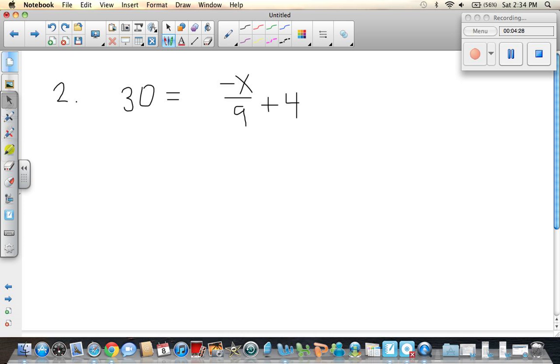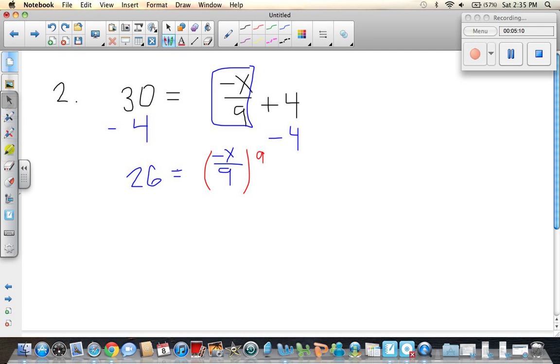I'm going to leave this part alone, and then I'm going to get rid of this 4 using inverse operations. So I'm going to move it over to the other side where it has its like term. 30 minus 4, we're left with 26. And then on the right side, we're left with negative x over 9, and negative x is being divided by 9, so the inverse operation would be multiplication. So we're going to multiply the right side by 9, and then we're also going to multiply the left side by 9.